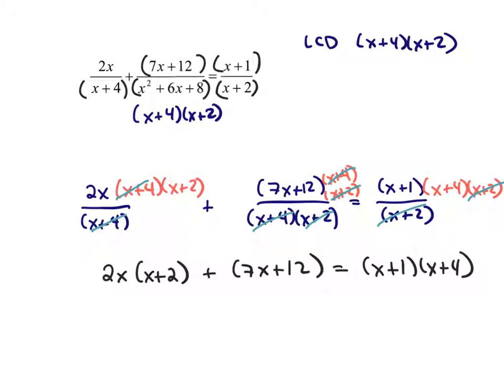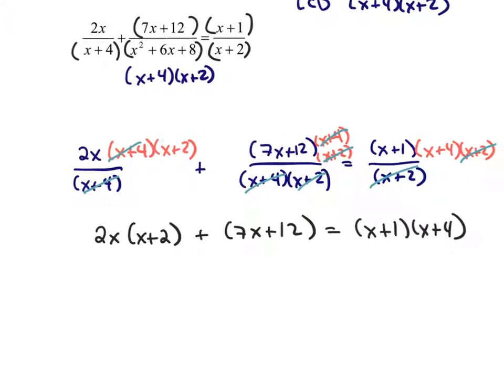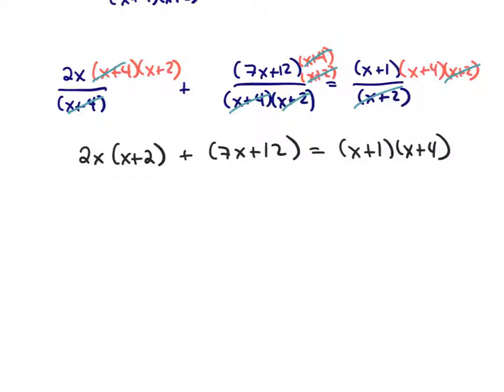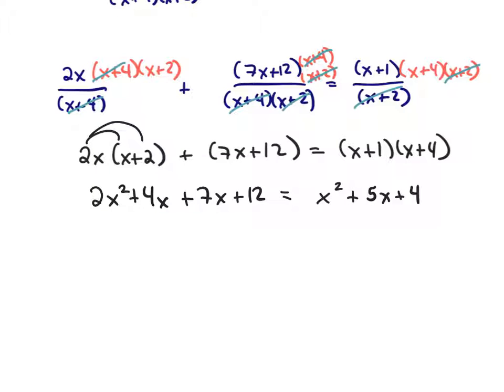So now I'll just simplify everything. If it's quadratic, get it on one side. If it's linear, just solve it. I'm pretty sure it'll be quadratic because when I distribute, I get 2x squared plus 4x plus 7x plus 12. Over here, I'll have to FOIL. So x squared plus 5x plus 4. And again, I'll assume that you can FOIL that out on your own. So that leaves me 2x squared plus 11x plus 12 equals x squared plus 5x plus 4.